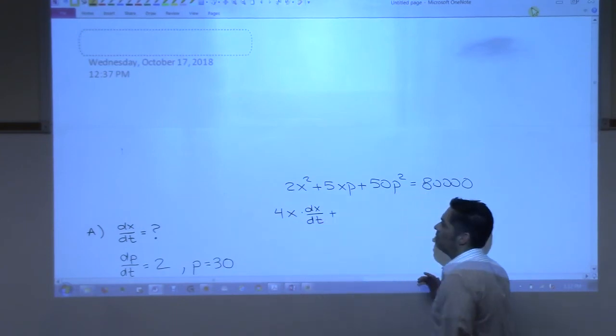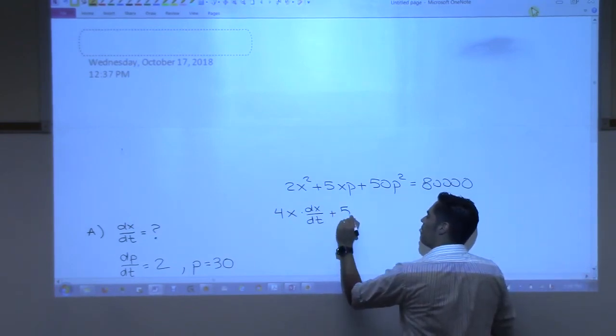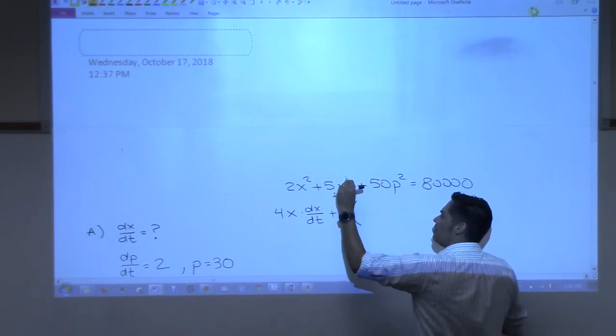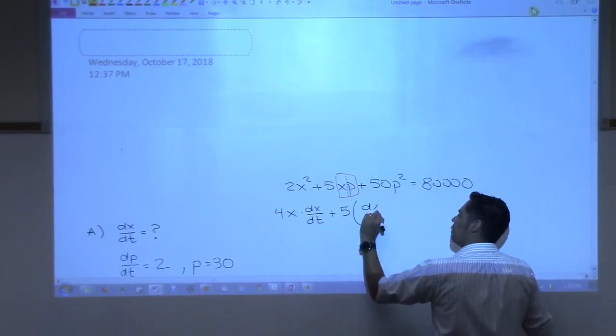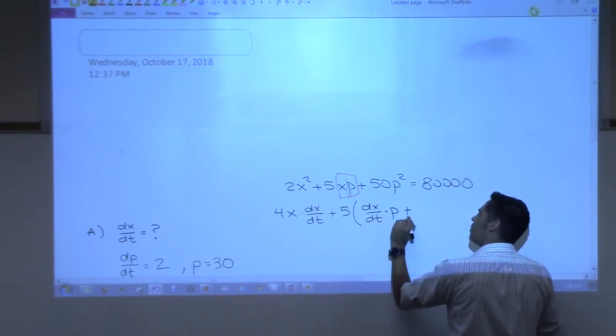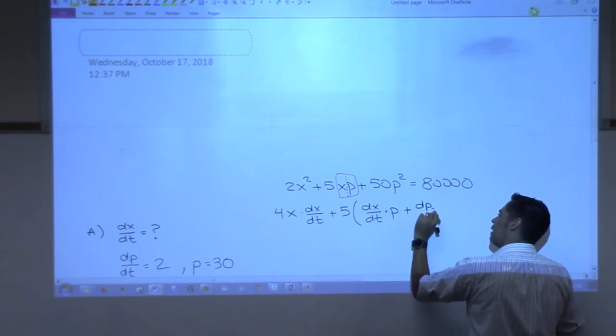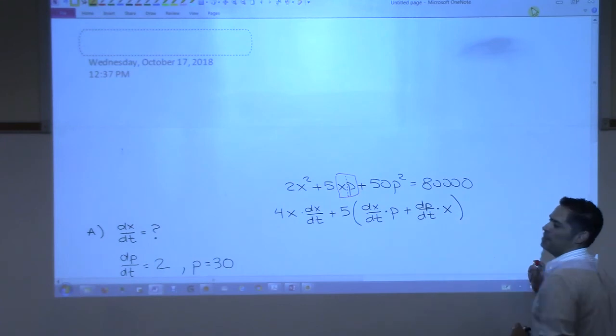Plus, that's product rule, right? So I'm going to put the 5 here, and then I'm going to put a parentheses, because I'm about to do the product rule right between these two, right? Yeah, what is it? dx dt times p, then plus dp dt times x. Close the parentheses. Tongue twister, okay? Yeah, it is, isn't it?